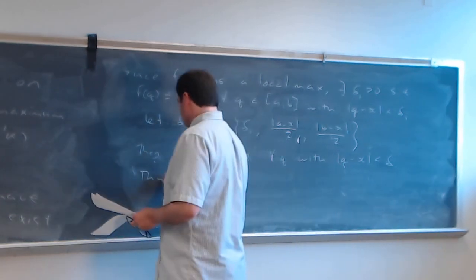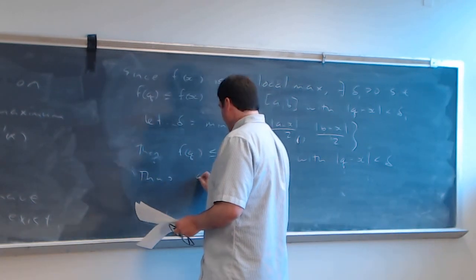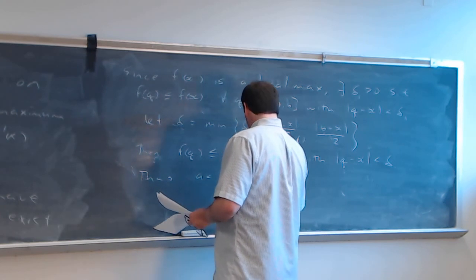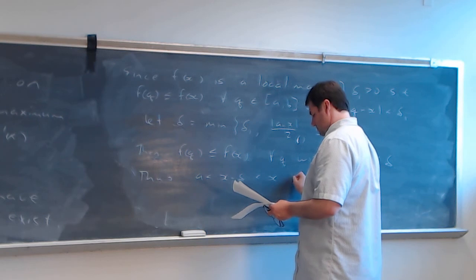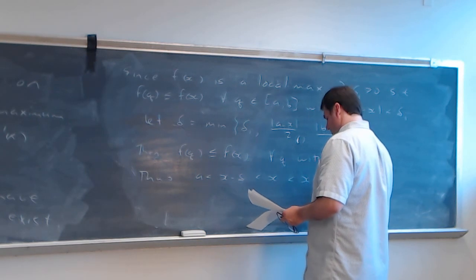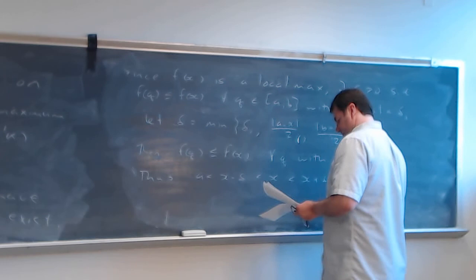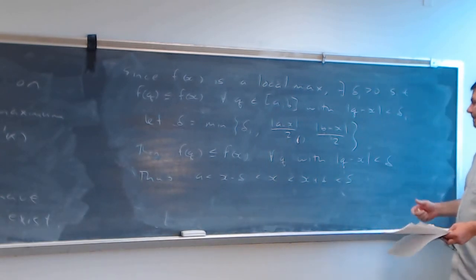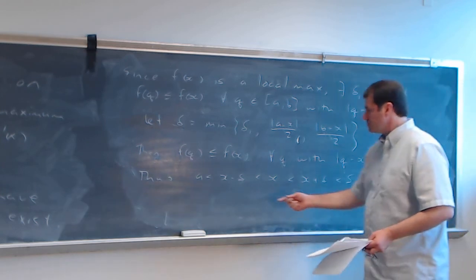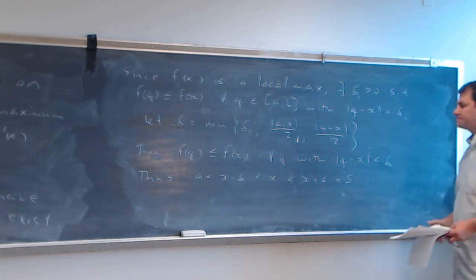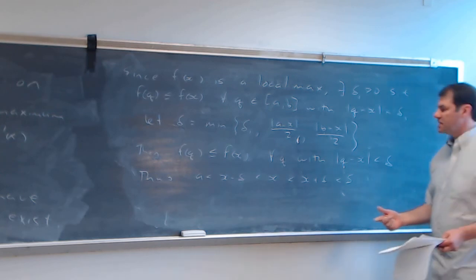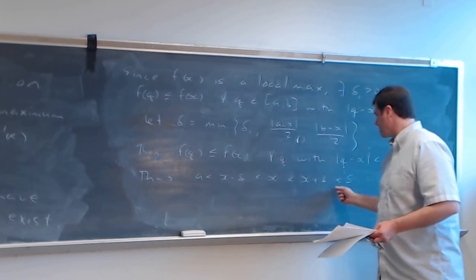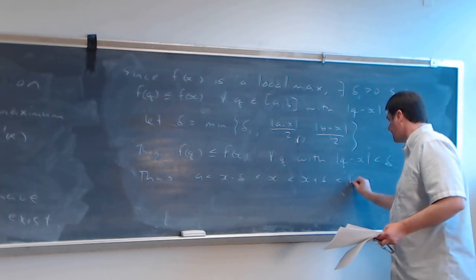Now, thus, when we look at all the values from x minus delta, which is greater than a, to x plus delta, which is definitely less than b, that's the restriction we have on delta. So our delta is such that it's centered about x. We're getting this neighborhood about x, and it can't stretch out to either a or b.